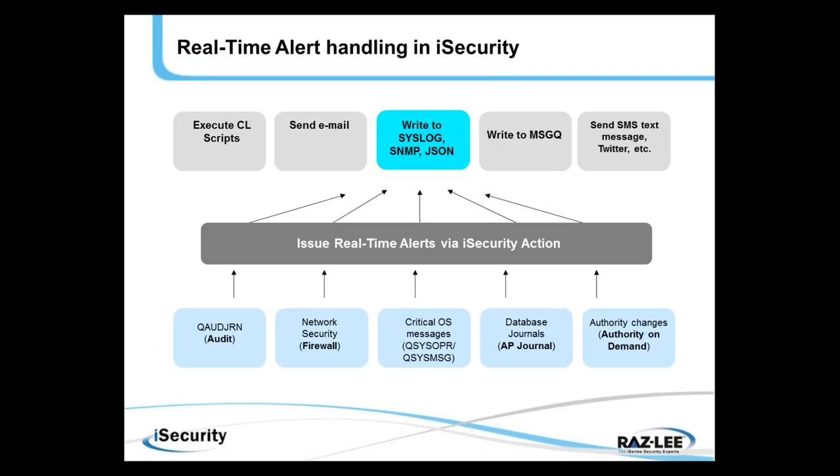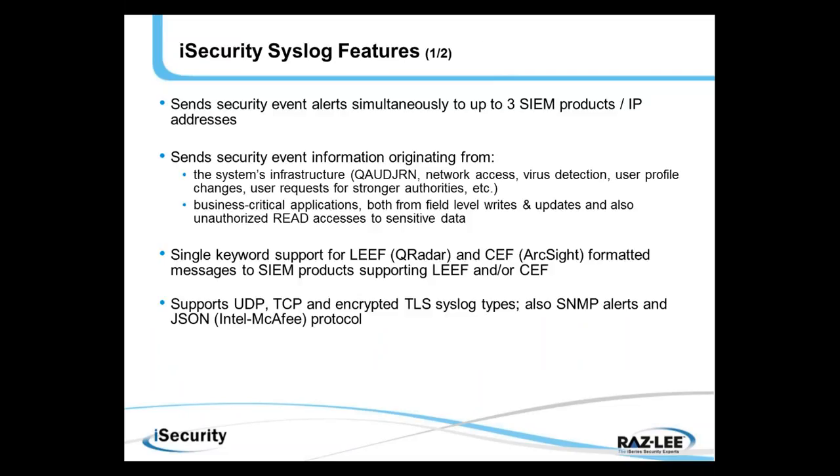As we see on the top, we can write not only to Syslog, but we can also generate SNMP trap alerts. We can use the JSON protocol, which is in use by McAfee as well. And so we can send the real-time alerts, as we see here, not only to Syslog, etc., but we can also send email messages, execute command language scripts right to the message queue, and send smartphone text messages, Twitter messages even, as alerts. So what are some of the features in our Syslog support?